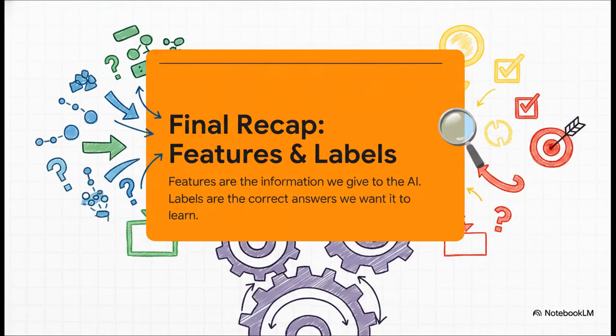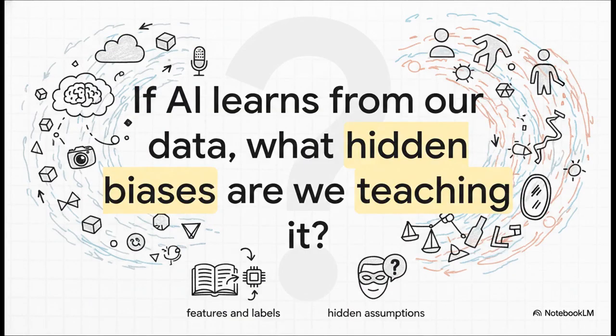All right, let's bring it all home one last time. It's this simple. Features are the clues we give the AI. Labels are the correct answers we want it to learn. That simple relationship, it's the engine driving so much of the AI you see today. And that leaves us with one last really big thought. If an AI's intelligence is just a reflection of the data we give it, our clues and our answers, then we really have to ask ourselves, what hidden patterns, what unconscious assumptions, what very human biases are we accidentally teaching it along the way? Something to think about.